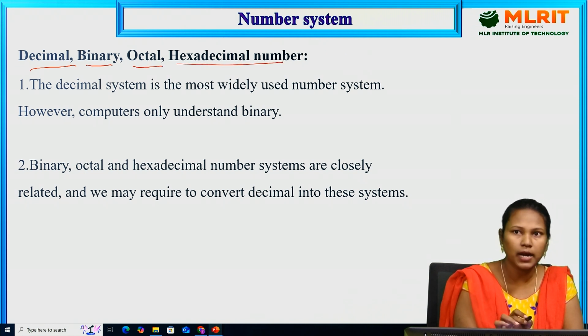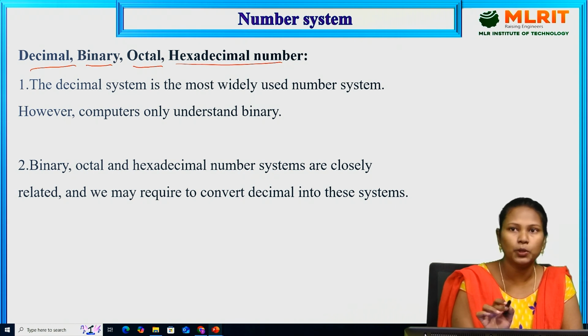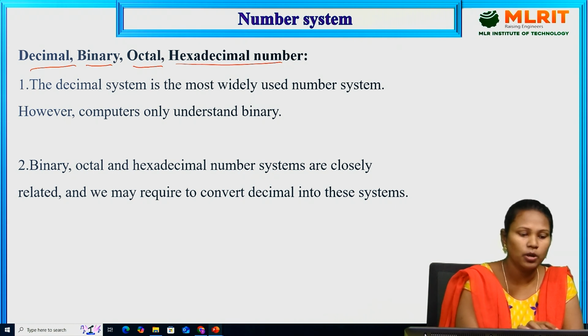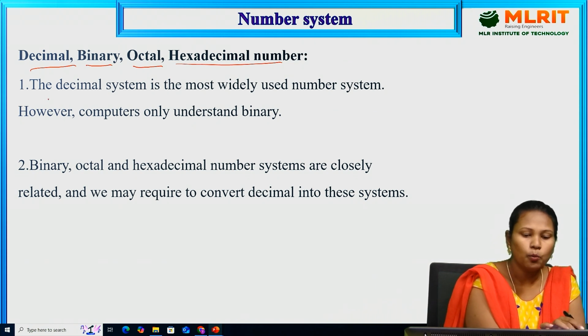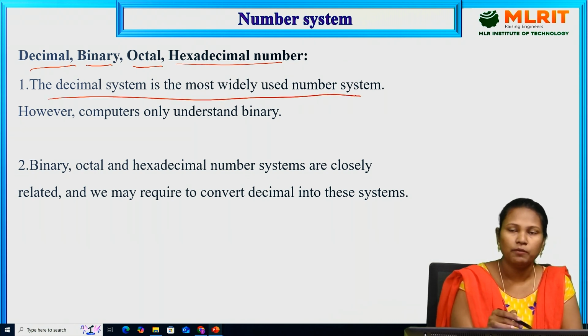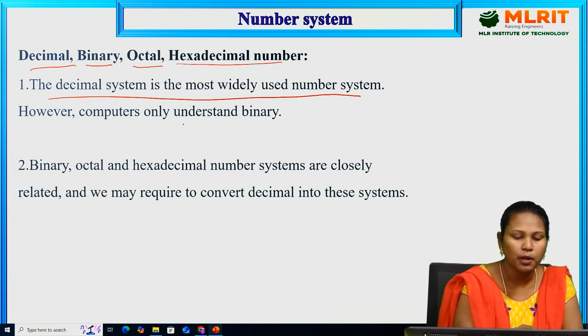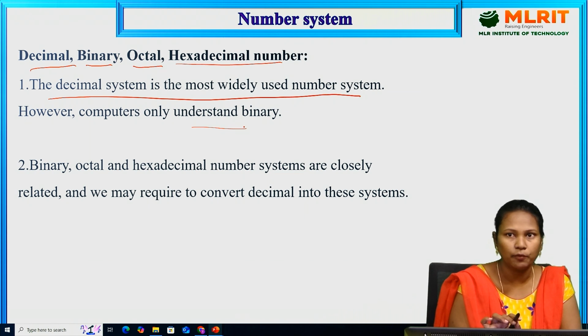The system can't understand the decimal number system. We need to convert that into binary numbers. That's why we need converters; compilers are there also. The decimal system is the most widely used number system. We do mathematical calculations with the help of the decimal system only, but we need to convert decimal into binary for the computer to understand.